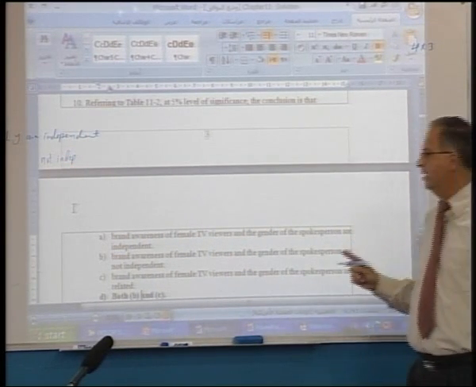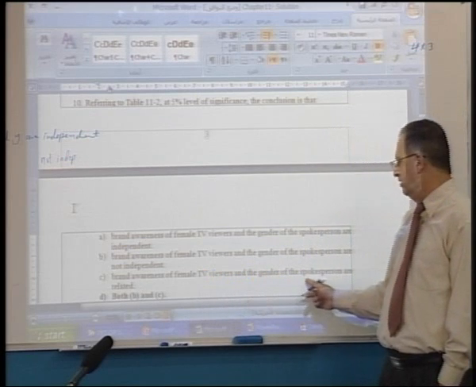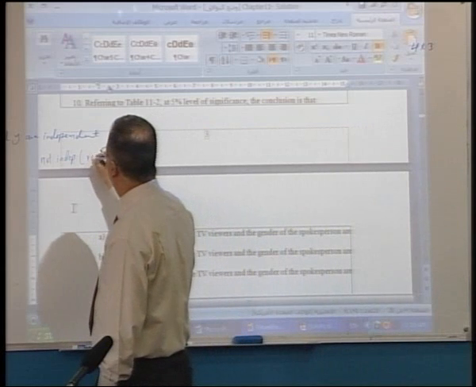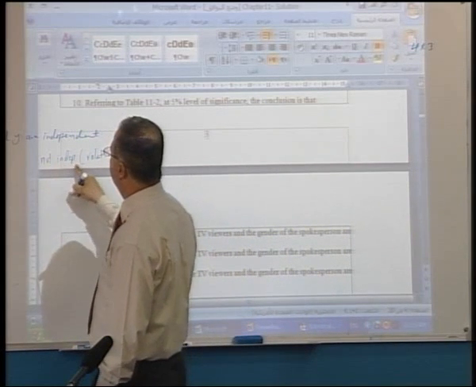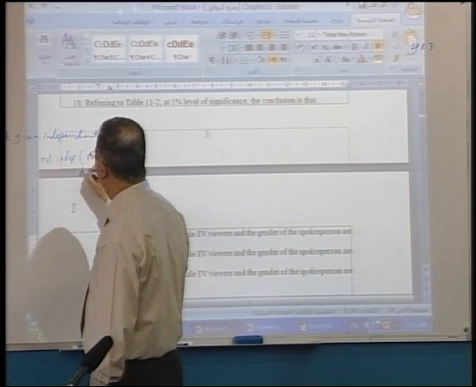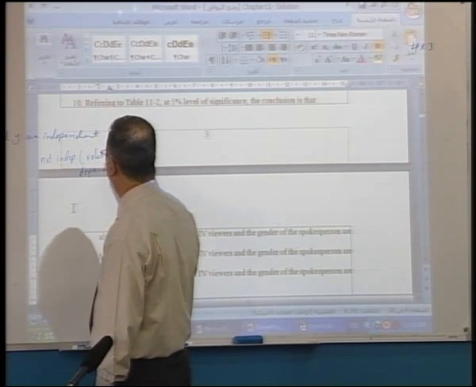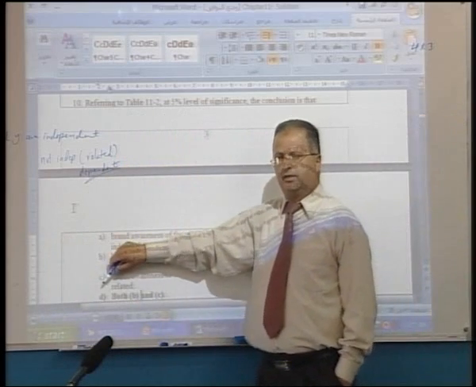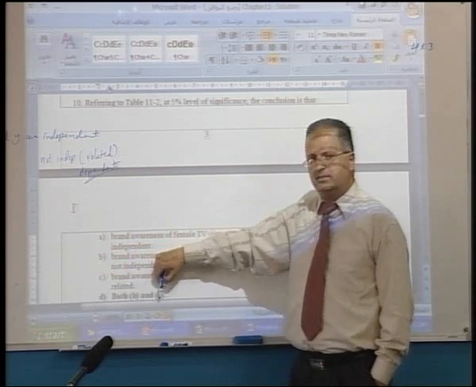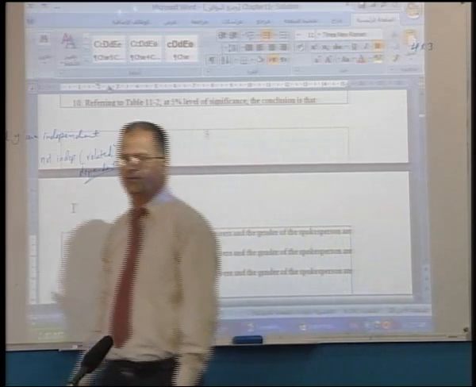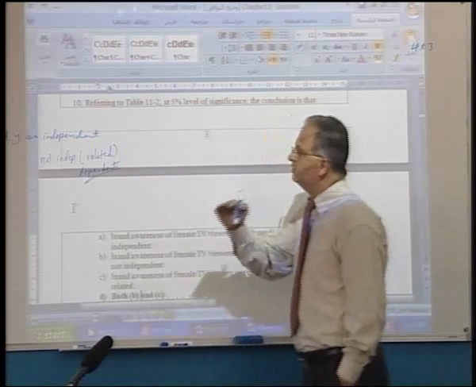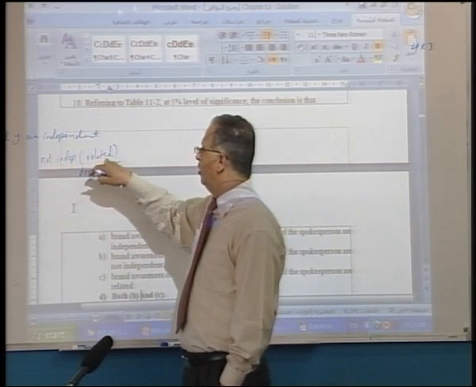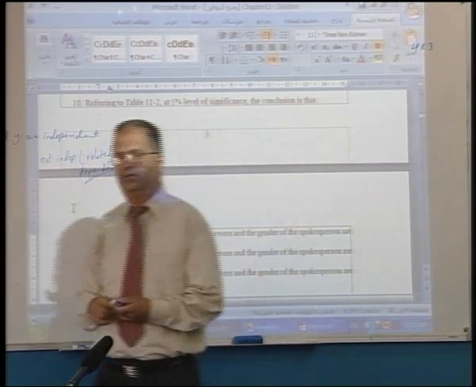Now C, brand awareness of female TV viewers and the gender of the spokesperson are related, which has the same meaning. You can say not independent, related, or dependent; either is the same. So C is correct. D, both B and C, so D is the correct answer. So again, if we reject the null hypothesis, it means the two variables are either not independent, related, or dependent.